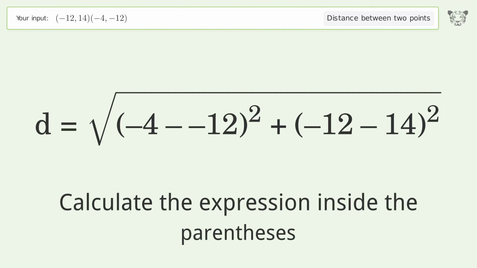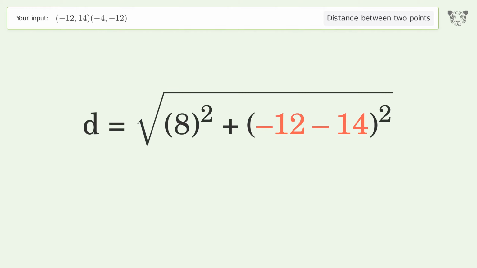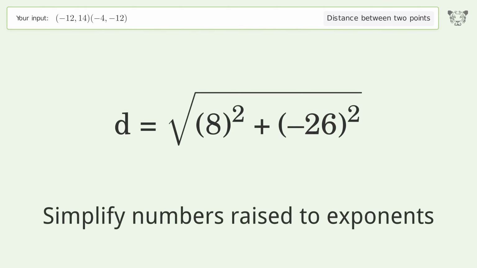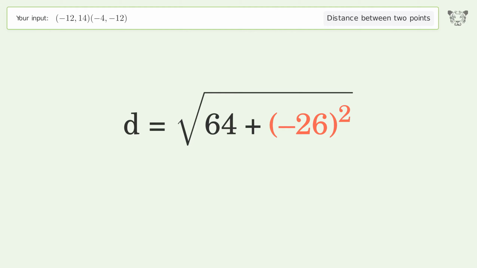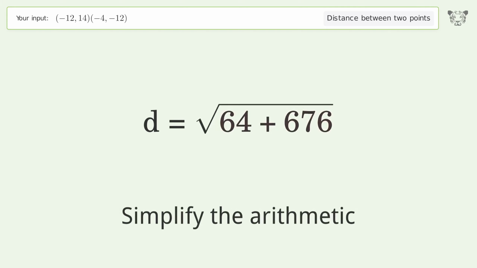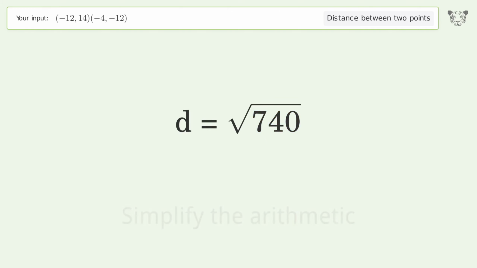Calculate the expression inside the parentheses. Simplify numbers raised to exponents. Simplify the arithmetic. And so the distance between the 2 points is the square root of 740, or 27.203.